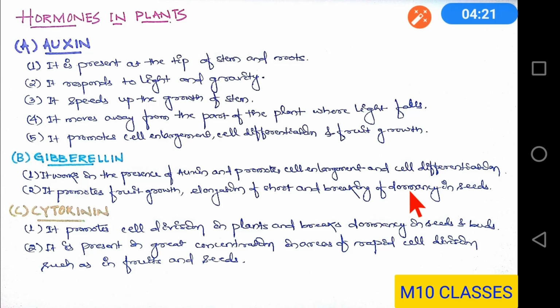Gibberellin, it is also a growth hormone. It works in the presence of auxin and promotes cell enlargement and cell differentiation. It promotes fruit growth, elongation of shoot, and breaking of dormancy in seeds. Cytokinin, this is also a kind of growth hormone. It promotes cell division in plants and breaks dormancy in the seeds and buds. It is present in great concentration in areas of rapid cell division such as fruits and seeds.